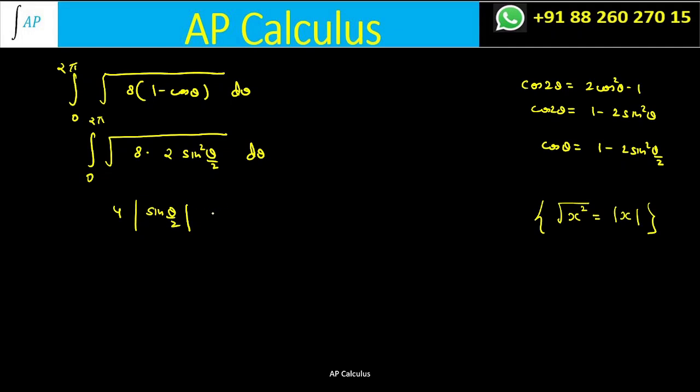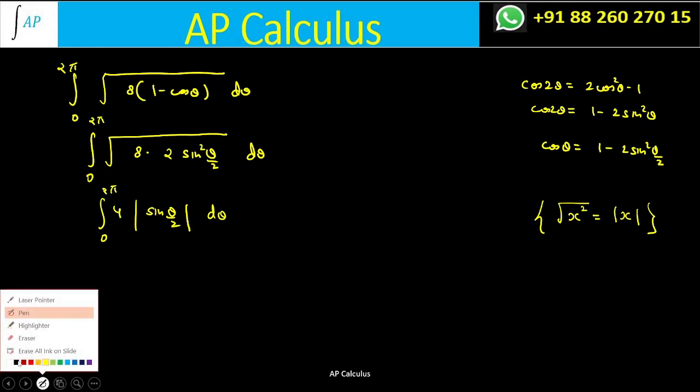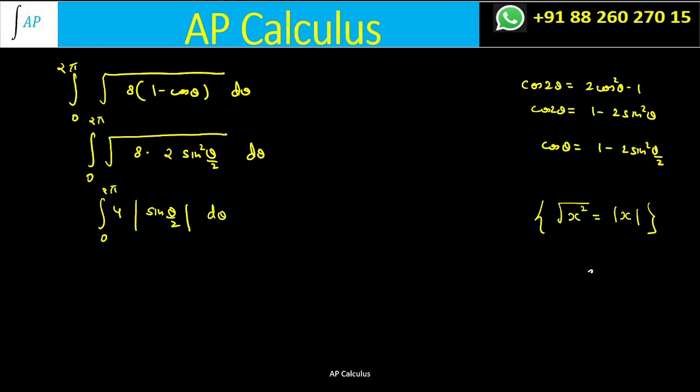Now here, we have to decide whether it will open with plus or minus. Let's see. Since theta is going from 0 to 2 pi, and it is sin theta by 2, theta by 2 will go from 0 to pi. Theta by 2 going from 0 to pi is in the first and second quadrant, where sin theta by 2 will be positive. So therefore it will open with 4 sin theta by 2.